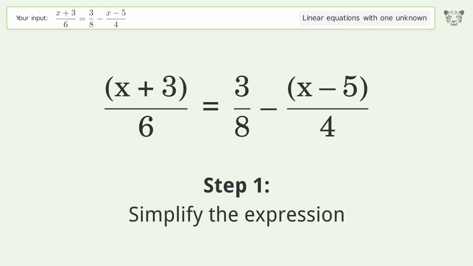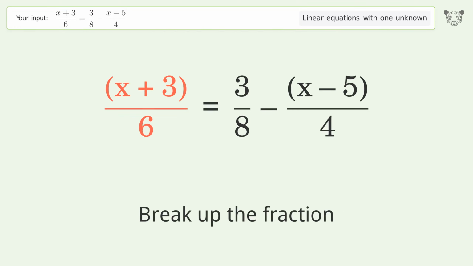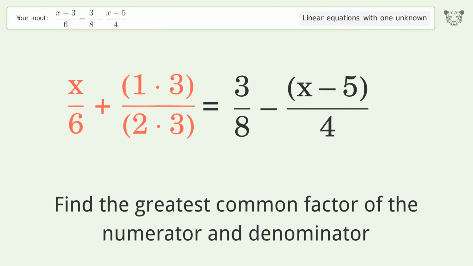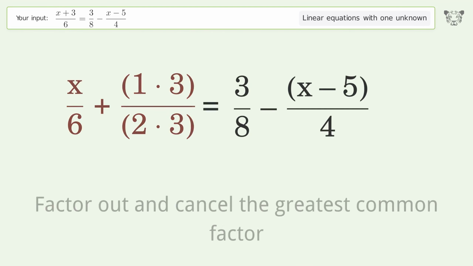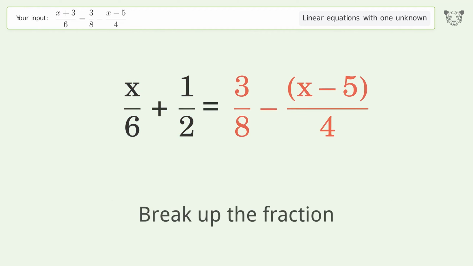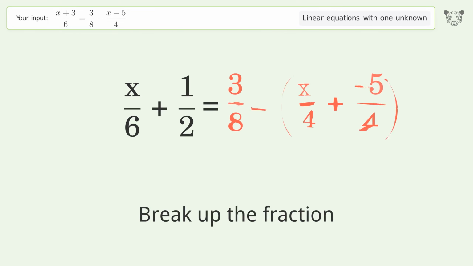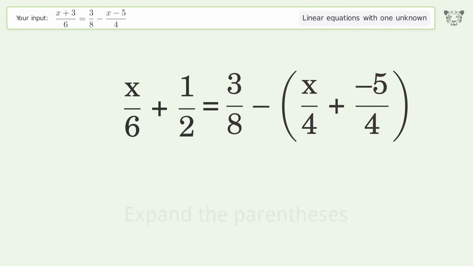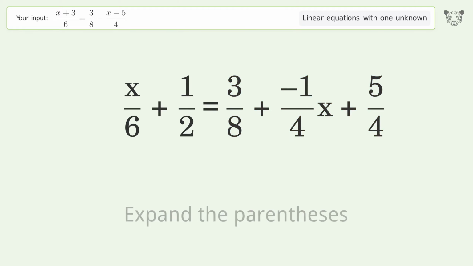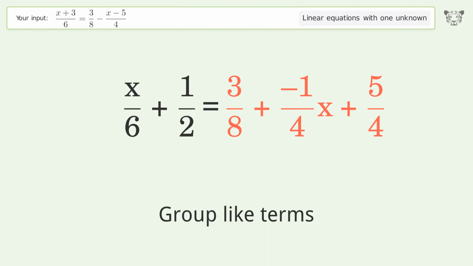Simplify the expression. Break up the fraction. Find the greatest common factor of the numerator and denominator. Factor out and cancel the greatest common factor. Break up the fraction. Expand the parentheses. Group like terms.